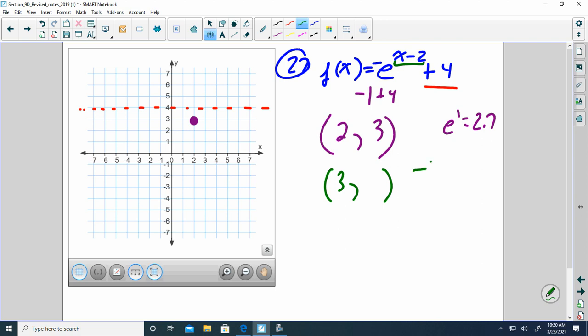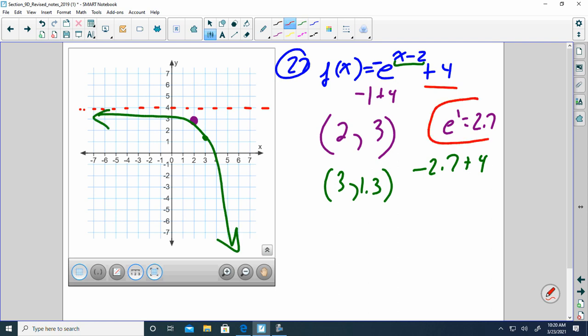There's a negative, so I get negative 2.7 plus 4. If I combine those together, that comes out to 1.3, I believe. Does my math look about right? So 3 comma 1.3. So 3 comma 1.3 is about here. So this is what it's going to look like. So again, the main thing that you want to remember is e to the first is roughly 2.7. Yes, it's an irrational number that goes on and on and on forever, but if you kind of keep that in your wheelhouse, you're good to go.